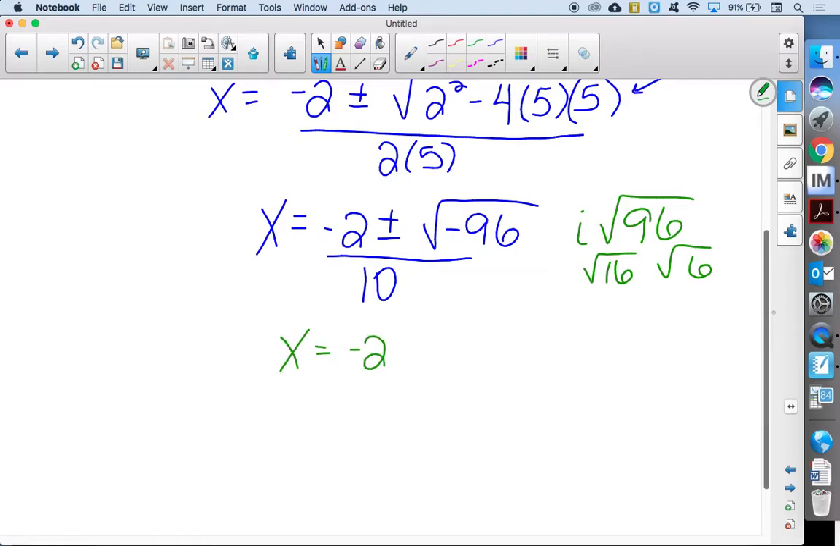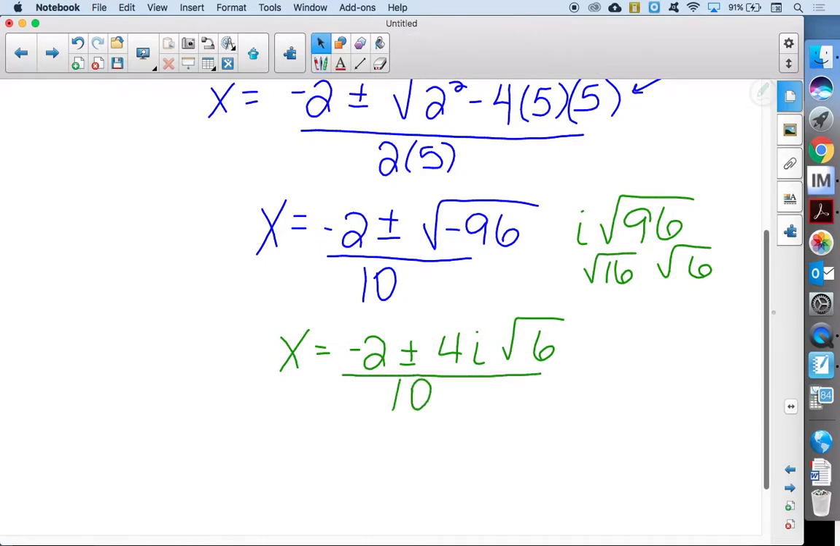And he said it would be a 4. The i then goes next, so the square root of 16 is 4. We have the imaginary number because there was a negative underneath, and then the square root of 6. And all of that's divided by 10.